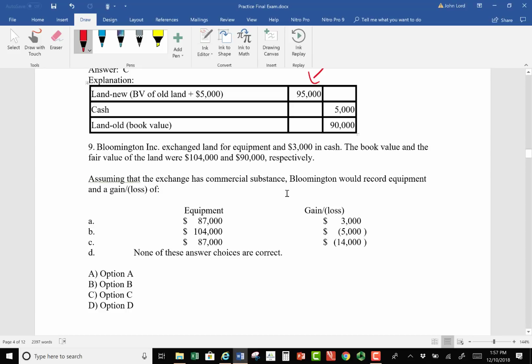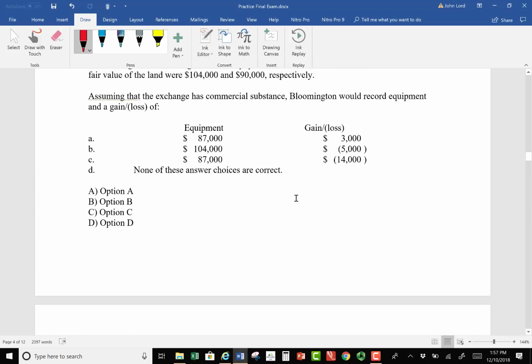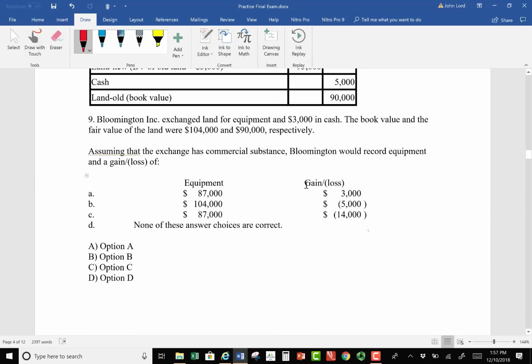Number 9. Bloomberg Inc. exchanged land for equipment and $3,000 cash. Again, I'm thinking they're paying the cash here. No, you see, they're receiving the cash. I mean, what makes this different from the way they articulated it before? What am I supposed to do, get in their head and know what theirs mean? Could they receive the cash?